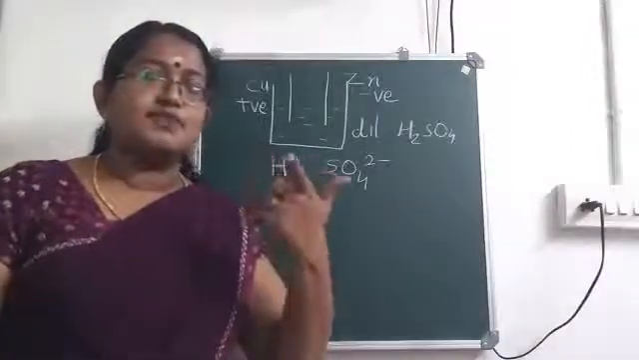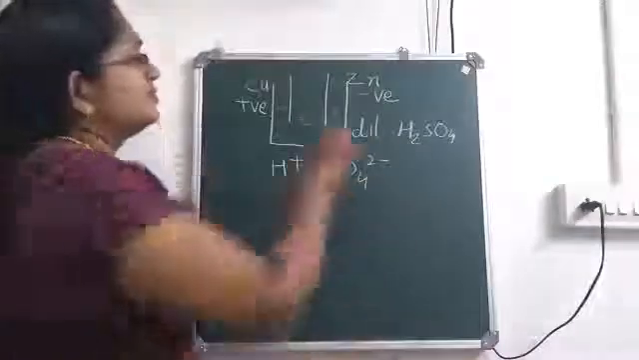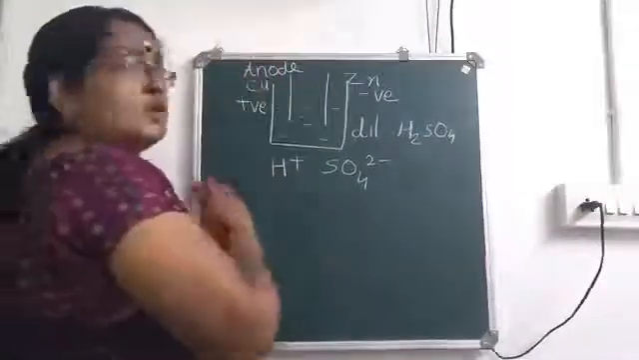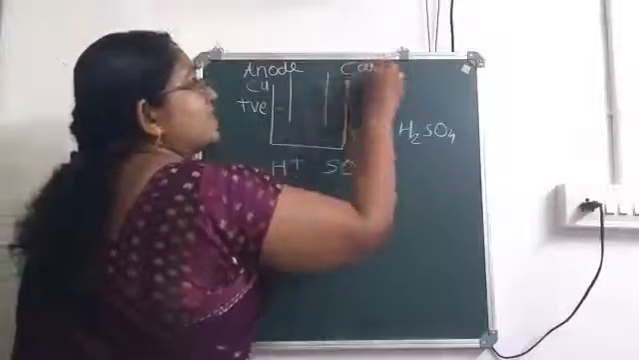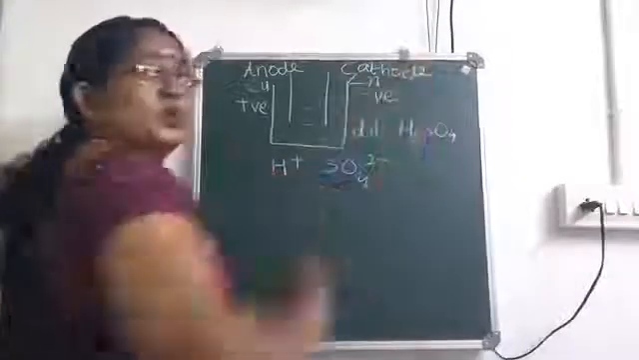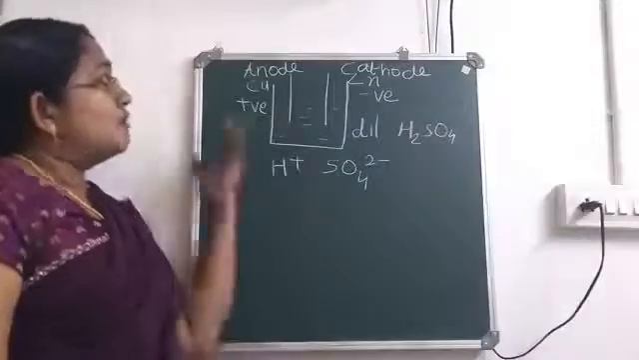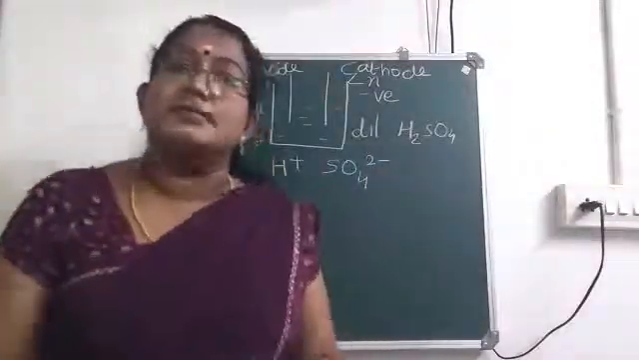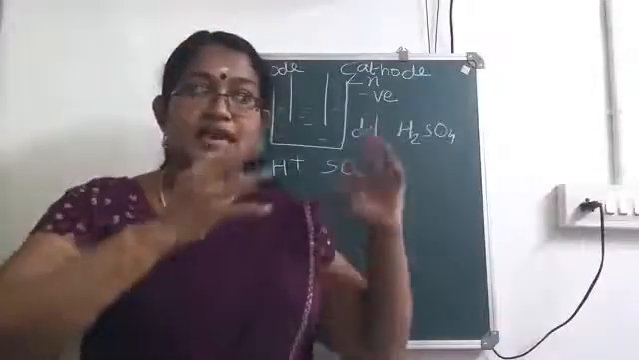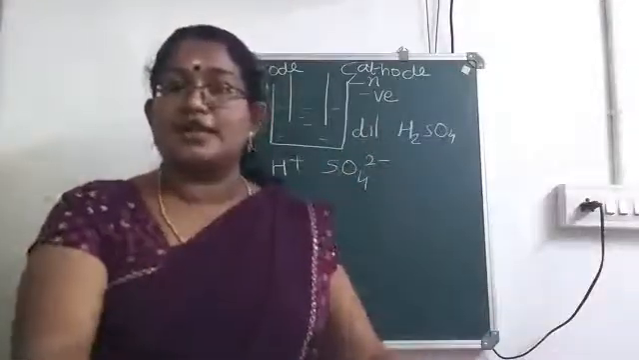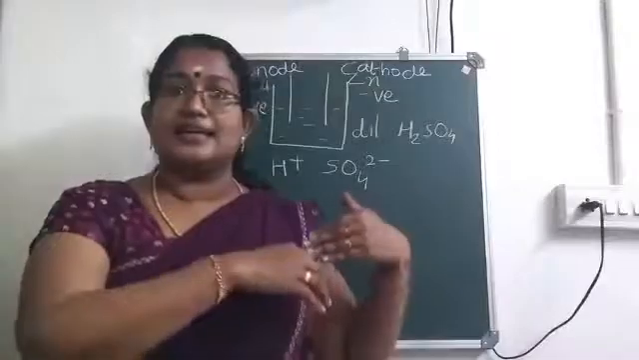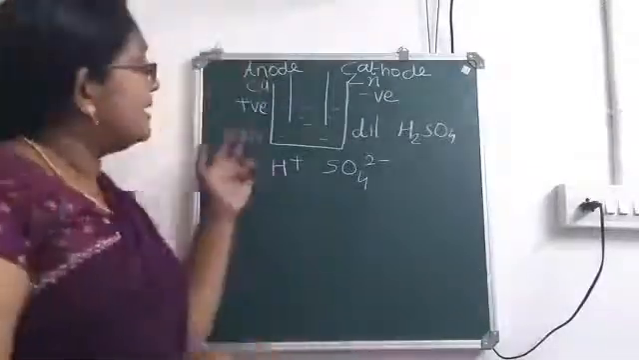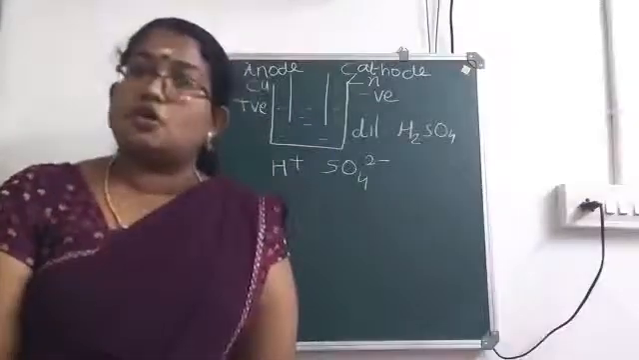What is the name given for a positively charged electrode? You learned it in chemistry, isn't it? It is known as anode, and the negatively charged electrode is known as cathode. So one electrode becomes positively charged and the other negatively charged. That means in one there are more electrons and in the other there are fewer electrons, so a potential difference is maintained between the electrodes.